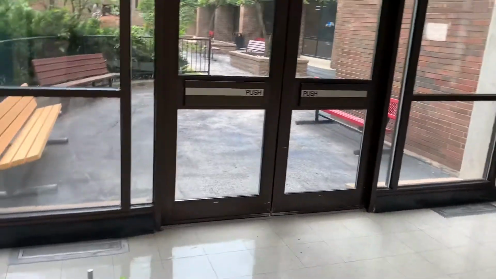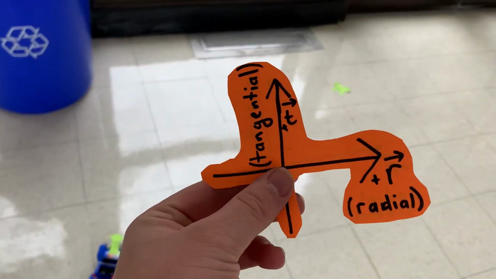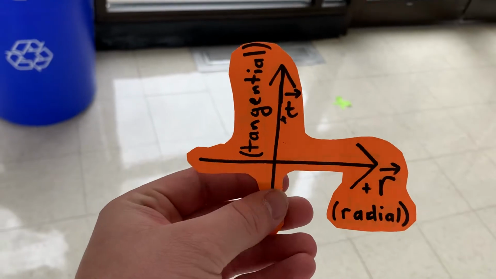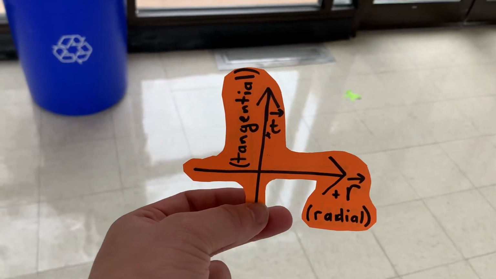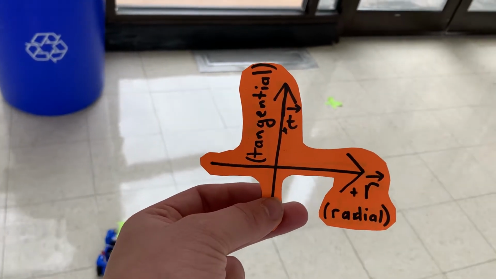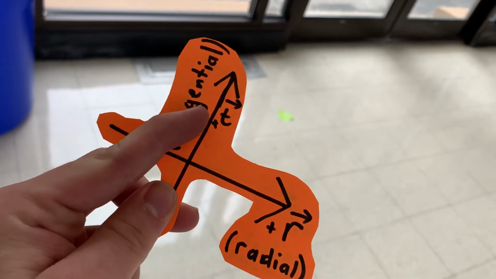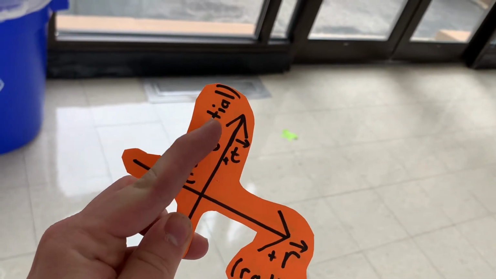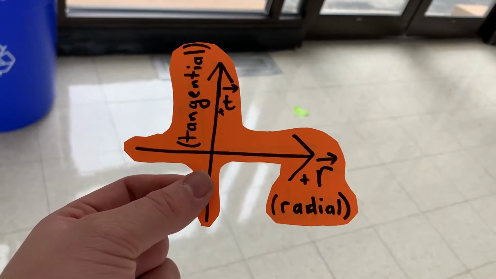Instead, we are going to grab a brand new reference frame, which I've got right here. We're going to choose a reference frame where one axis points in the radial direction. That means along the radius of the circle. And we'll choose another axis in the tangential direction, which means tangent to the circle. That T there does not mean time. It has a vector arrow above it because it's a position, and it's the position axis tangent to the circle in this case.